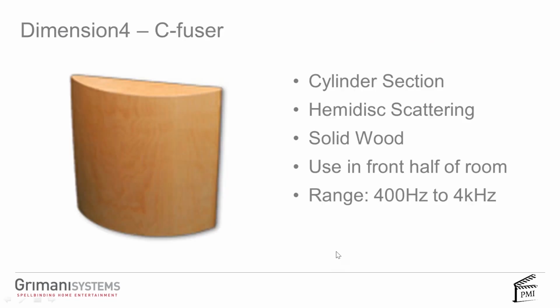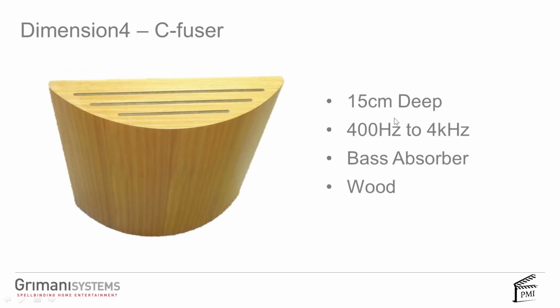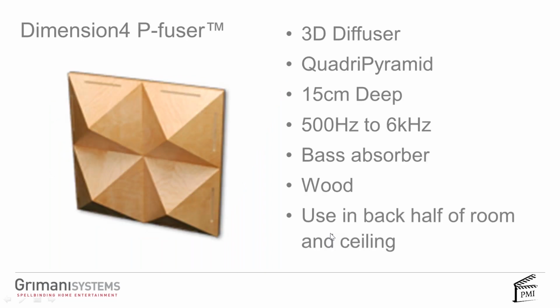So, a bunch of other products you can get. We make this thing called the Dimension 4 C-Fuser, which is a beautiful wood box that's a cylinder that scatters in a hemi-disc. It's deep, so it works from 400 hertz to 2 kilohertz, 15 centimeters deep. We also made it into a bass absorber. The internal volume of the box is used to trap some low frequency, so it does dual duty. Made out of wood, really pretty, a little expensive, but it's gorgeous.